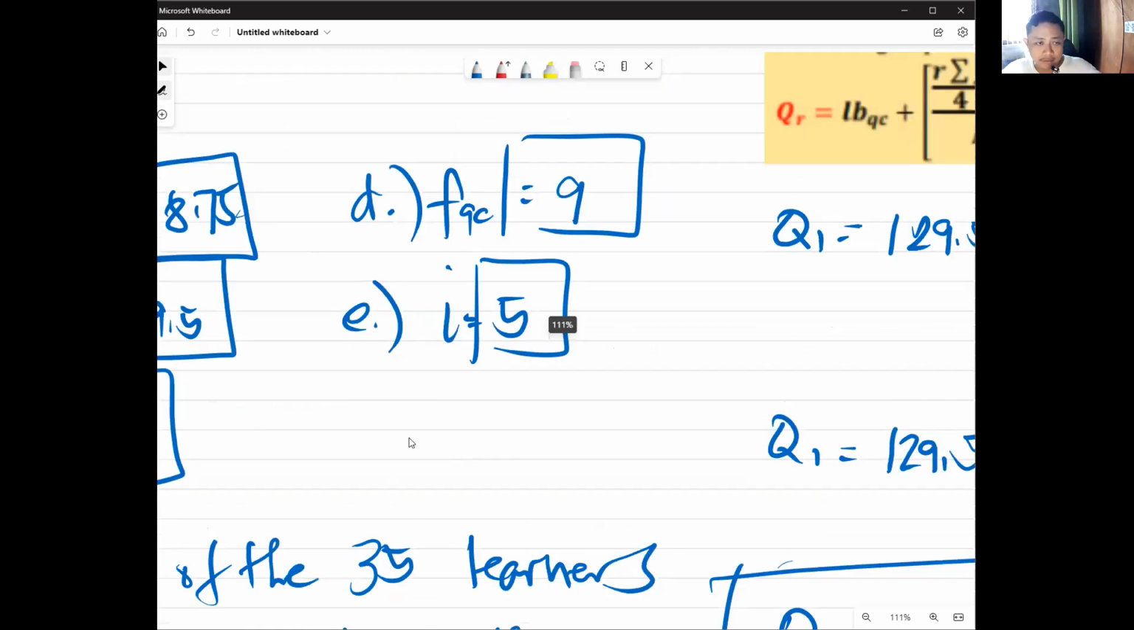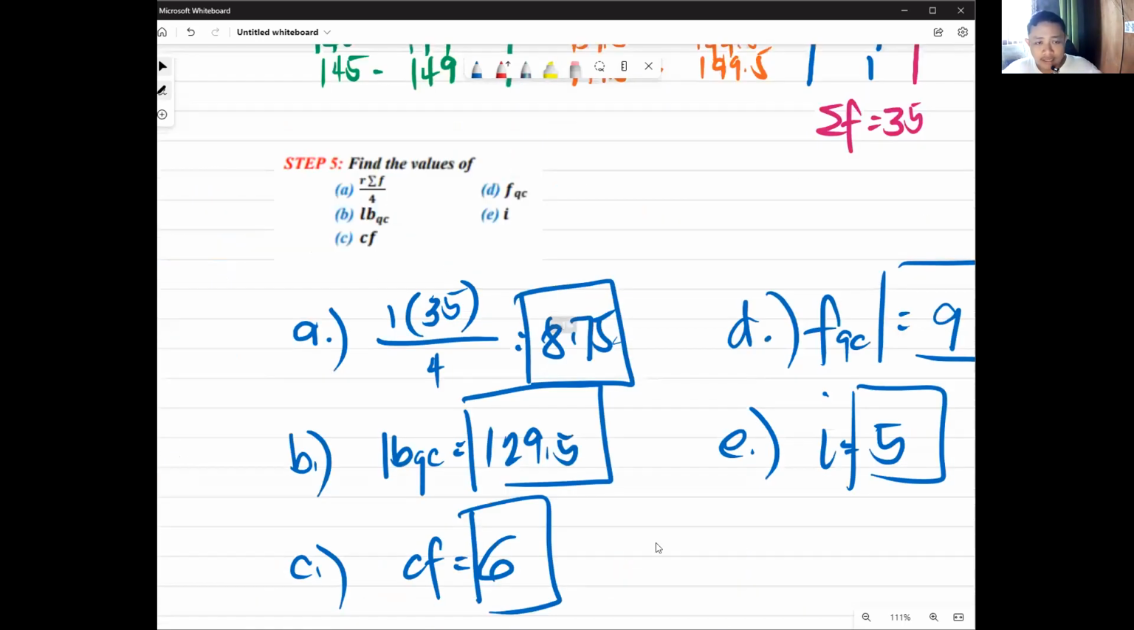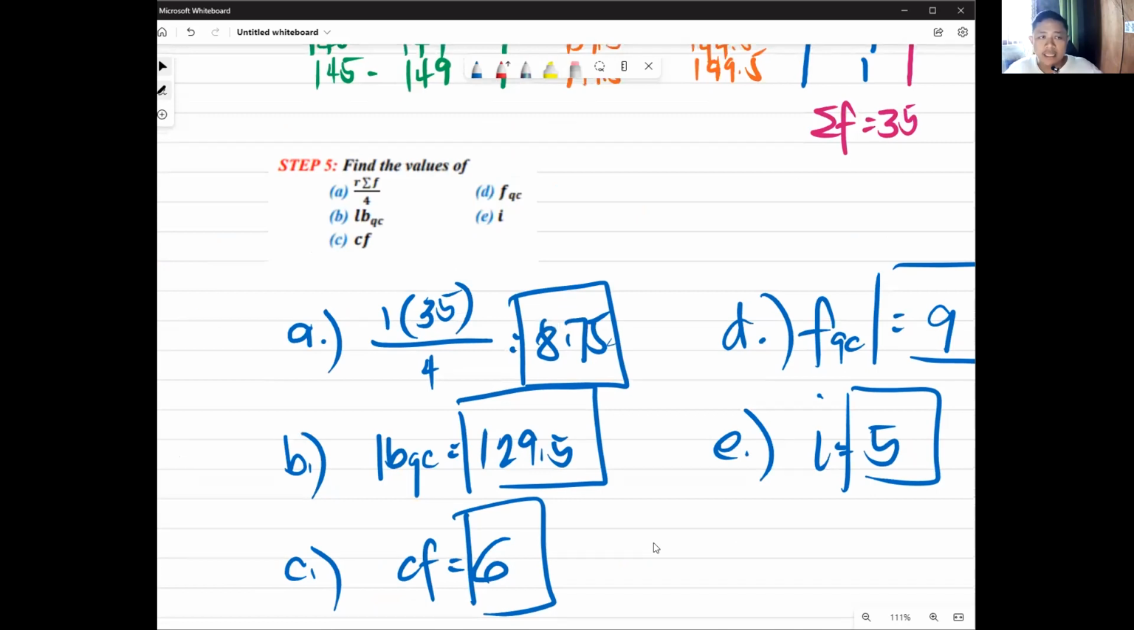Just always remember that in solving for letter A, the r times the summation of f over 4, r will always pertain to the quartile number that is being solved. This r here. So if you are asked to solve for your first quartile, r is equal to 1. If you are asked to solve for the second quartile, r is equal to 2. And if you are asked to solve for the third quartile, r is equal to 3.